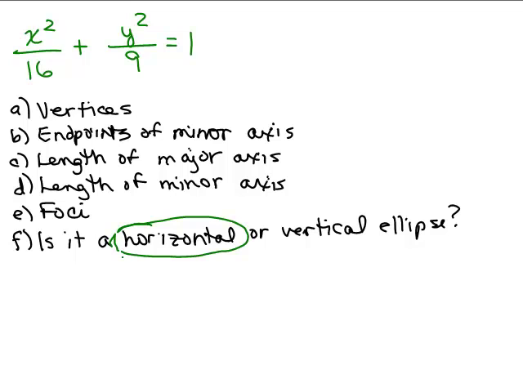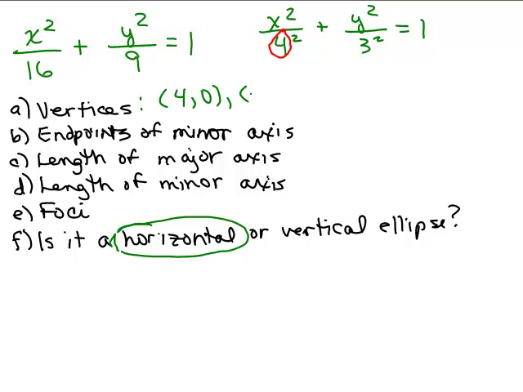Okay? So the vertices, remember, if you want, you could think of this as 4 squared. If you need to write it that way, it's okay. And 9 is 3 squared. Okay, so then this number here tells you the vertices. This is when it's centered at the origin. So we will have 4, 0 and negative 4, 0.